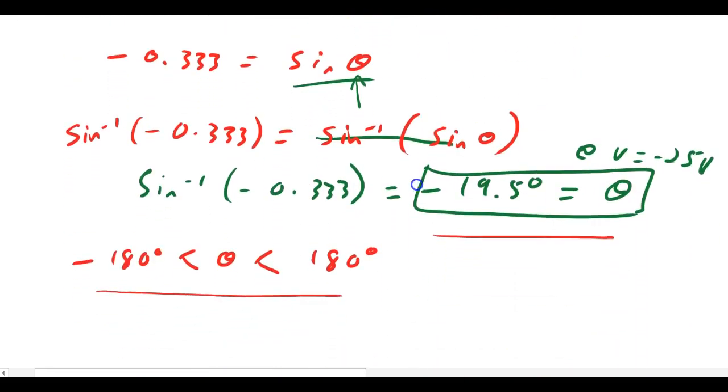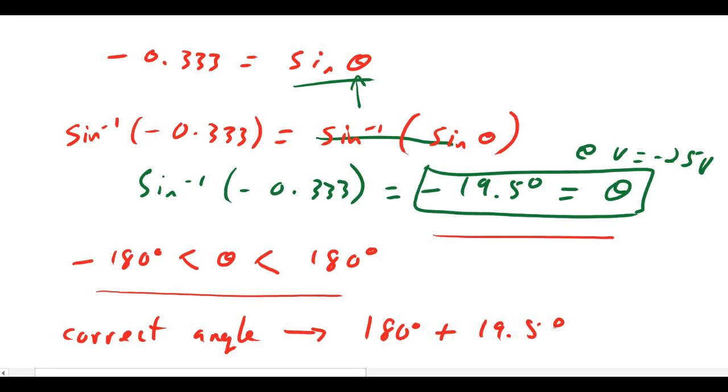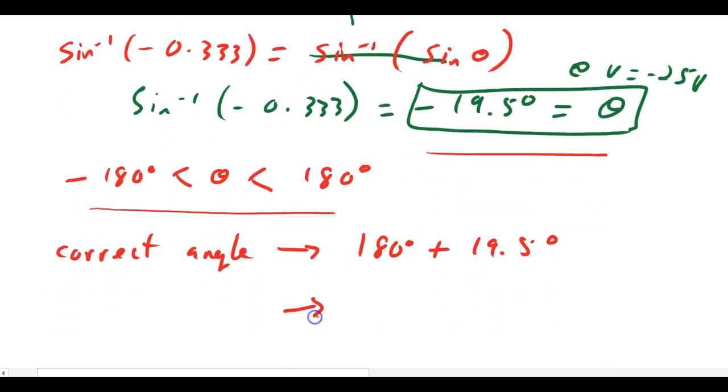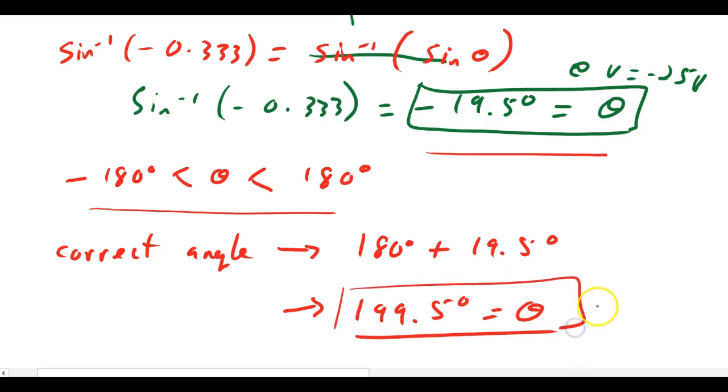So the correct angle that we're looking for will be 180 degrees plus 19.5 degrees, and we are looking for an angle of 199.5 degrees equals theta. Now that is out of our agreed range, but agrees with our graph. And so if you check on the calculator, both of these angles will give us a voltage of -25 volts, and you can check that. The math is easy to verify.